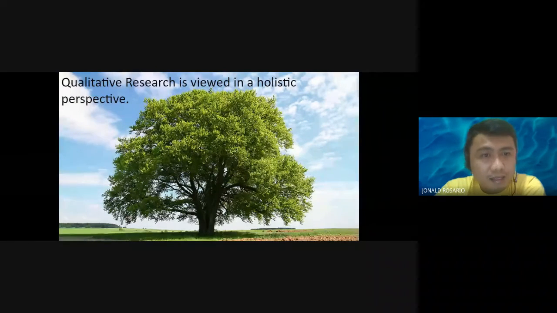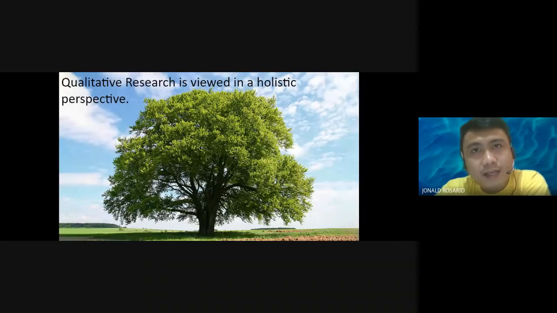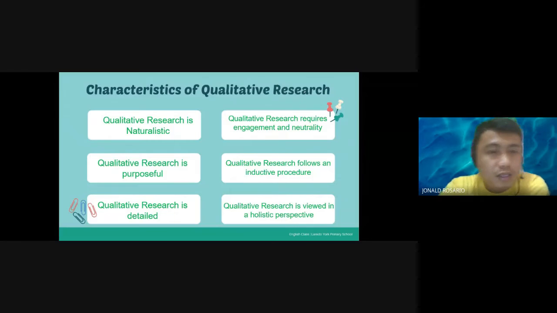At sabi nga nila, in a qualitative research, sa kalagitnaan, even kahit natapos na yung study mo, may chance pa rin na may mag-emerge na another idea. Okay, that's why qualitative research also is called emerging, no? So kailangan natin talagang i-view yung qualitative research in a holistic perspective. Okay, so that's all. The characteristics of qualitative research.